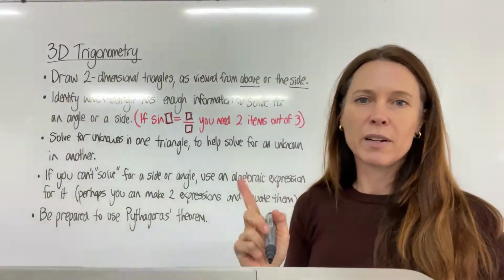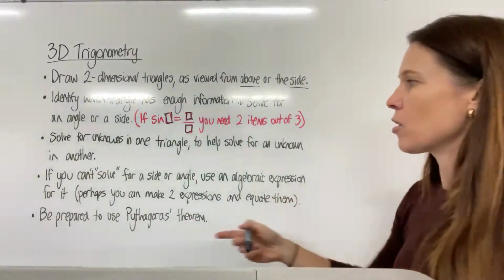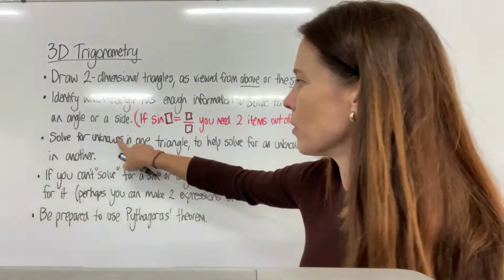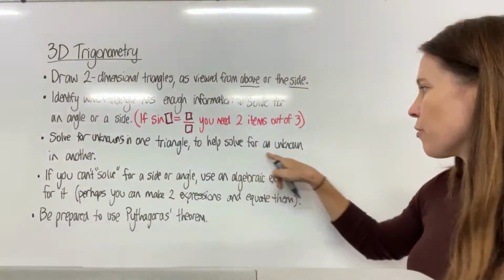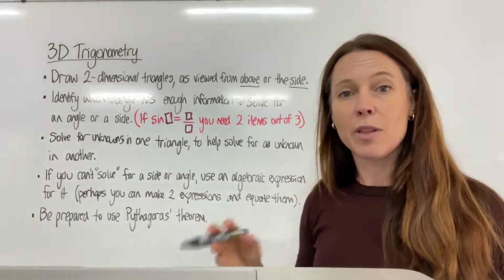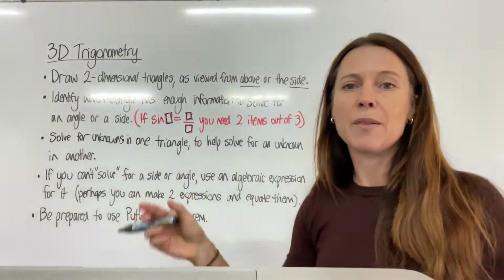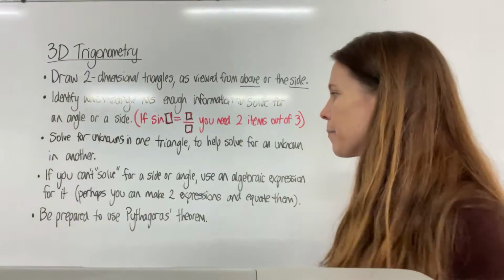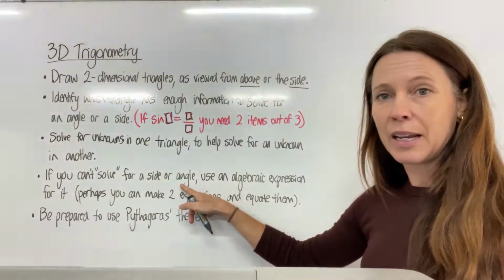If you've only got one item in the triangle, then you need to look for another triangle to work with first. So solve for the unknowns in one triangle to help you solve for an unknown in another triangle. This means you need to look at what the end solution will be and work backwards to find where to start.